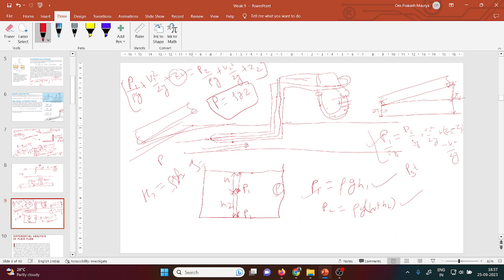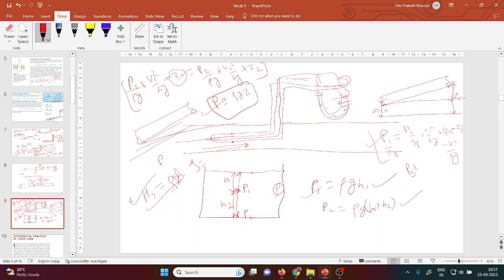So this thing you cannot correlate with the hydrostatic pressure, because the term is similar here also, rho G H. Rho G here H and here Z. This is height also, this is height also. But hydrostatic pressure is increasing when your height is increasing towards the downward. But this thing is different and that thing is different.